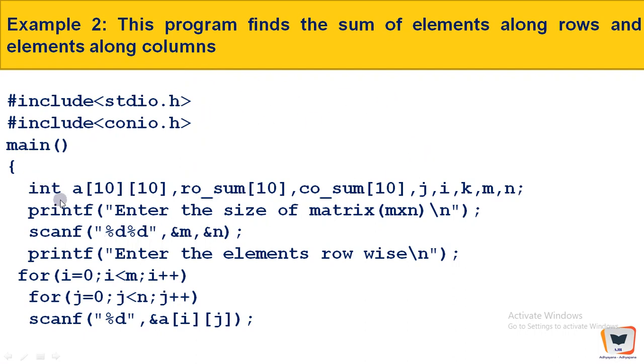So here it is integer a 10 10. So this contains a maximum of 100 elements, 10 rows and 10 columns. Row sum is the array which will collect the sum of the rows independently, and this is column sum, the sum of the columns independently. j and i are the loop indices, m and n is the size of the matrix. So enter the size of the matrix, m and n, enter the elements row wise, that is m rows and n columns, and we have entered the elements of the array.